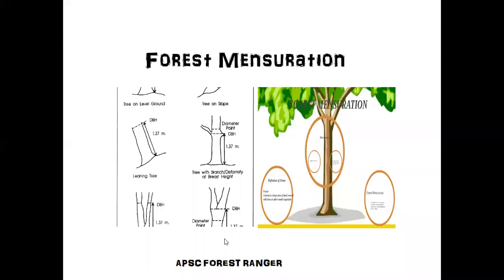Hello everyone, this class is for forestry paper and the topic for today's discussion is forest mensuration. We already have covered so many topics and MCQs regularly for this particular paper, and in this class and the subsequent classes we'll discuss the details, elaboration of the topic. So forest mensuration, what does it mean exactly?